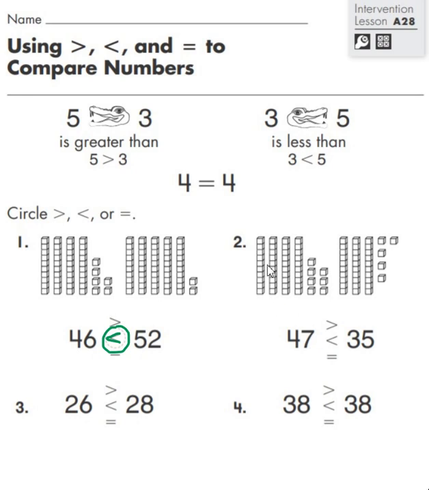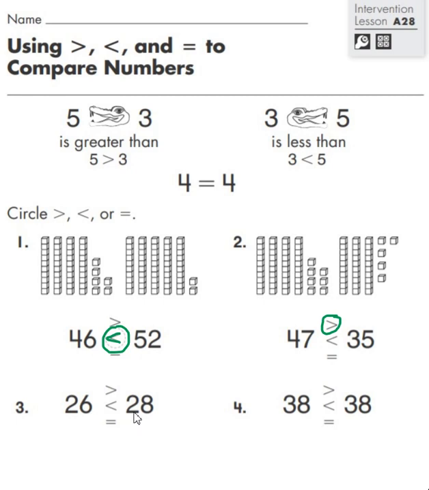Now over here, we've got 47 compared to 35. Again, I don't even really need to look at the 1s. My first job is to look at the 10s. If the 10s are different, I don't need to look at the 1s. I just need to see if there's more 10s on one side, because we know 10s are worth more. So 4 10s versus 3 10s, 47 is a bigger number than 35, and we can read this as 47 is greater than 35. Notice, our alligator wants to chomp at the 47. We're going to use this symbol.